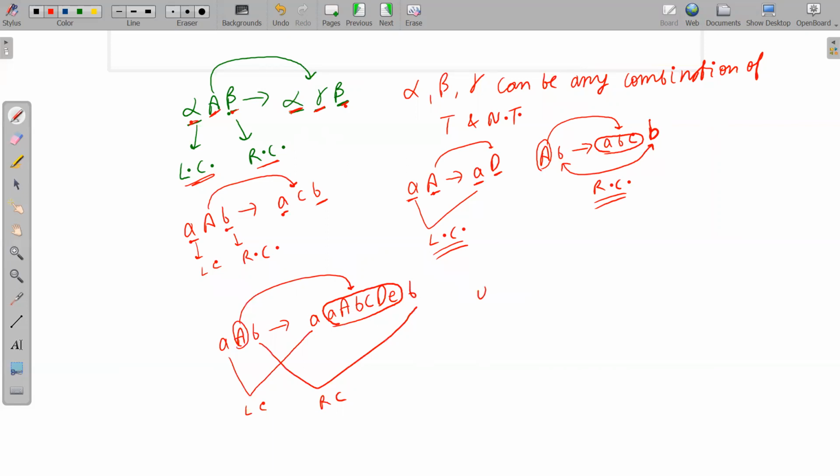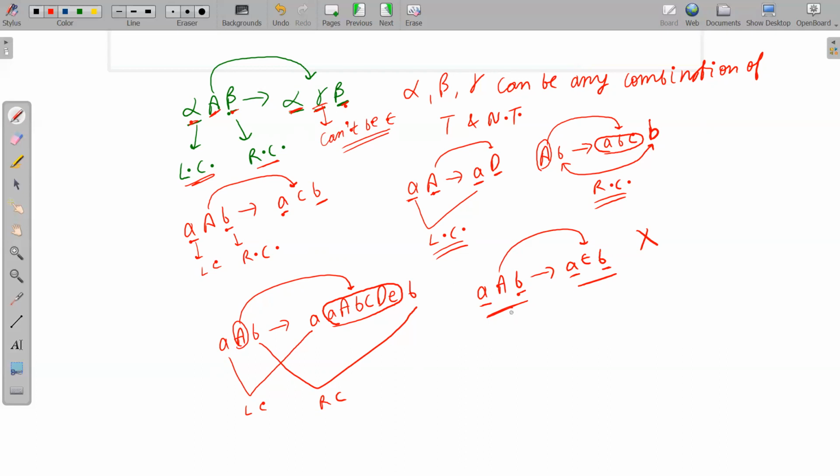Let me give you one more example. If I say AAB implies AB, then what will you say? That here A is left context and B is right context and A is changed to null. Can I say like this? No, we cannot say, because this is not type 1. This is type 0, because here length is 3 and here length is 2. So this is not even type 1. So please remember that gamma cannot be null, because then it will be converted to type 0.